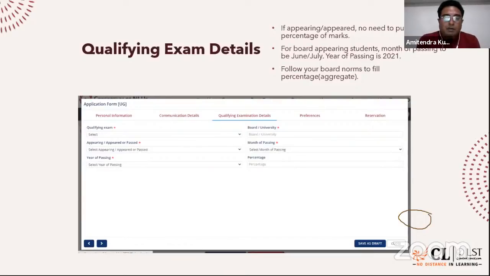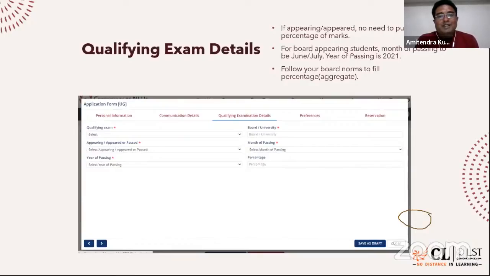Only if you have passed the class 12th board examination, you need to fill in your percentage. That's not mandatory. But if you have passed, definitely you have to fill your board percentage. So that's something which is quite easy as far as your qualifying exam details are concerned.